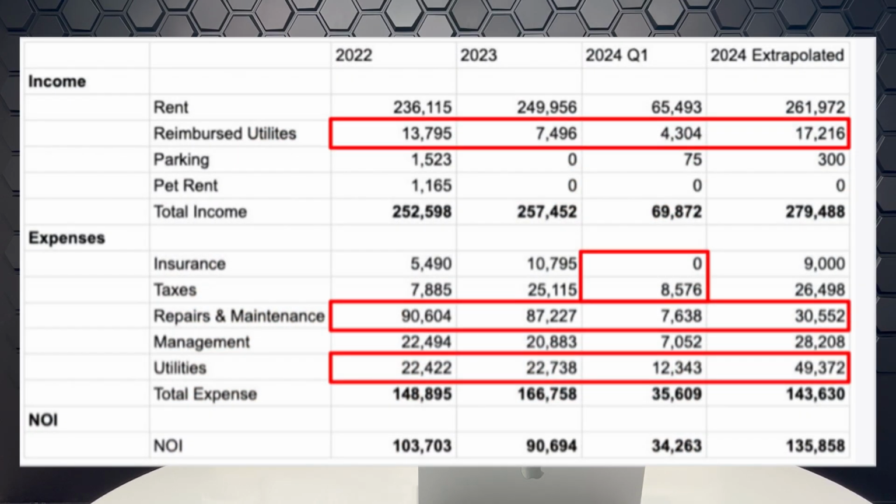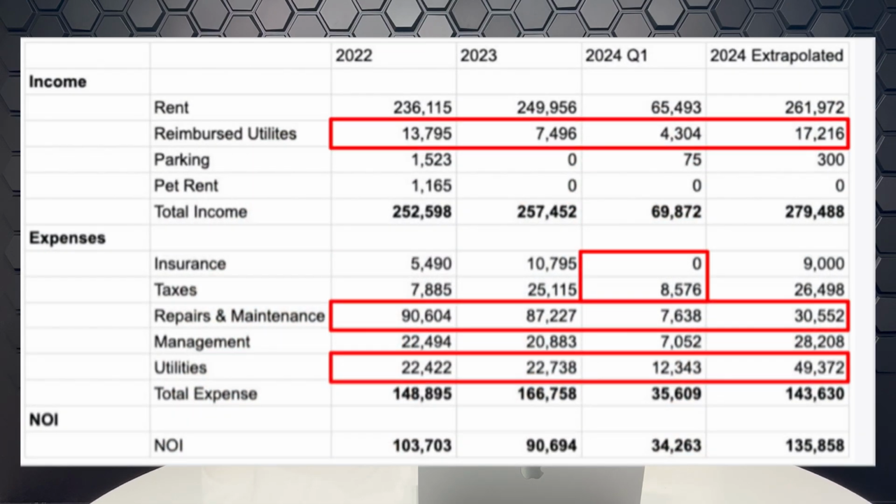And then the next thing you guys are going to see is utilities. So you'll see it's pretty consistent for 2022 and 2023, but in 2024, Q1, they paid $12,000 alone. And that extrapolates out to almost $50,000 in the year. So that shows you what is going on here. What changed? Is there a water leak and they just haven't picked up on it yet? Who knows? Yeah, but it's a question. It is a question, yes.